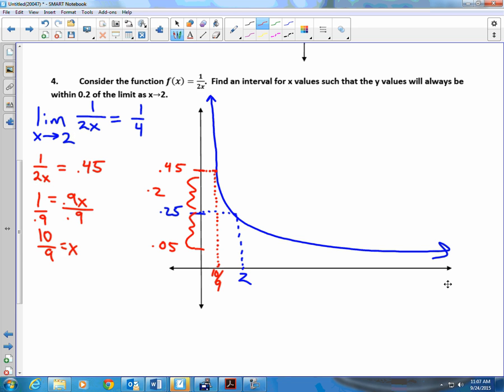I'm going to do the 0.05 now. 0.05. Uh-oh. Looks like we're way out there. 1 over 2x is equal to 0.05. What do I do to both sides? So I get 1 is equal to 0.1x. Divide both sides by 0.1. 1 over a 10th is 10.